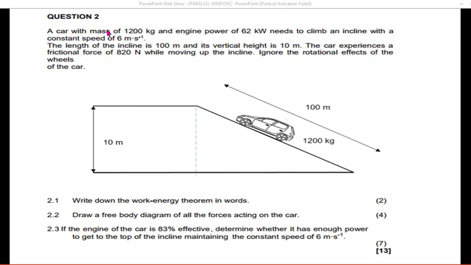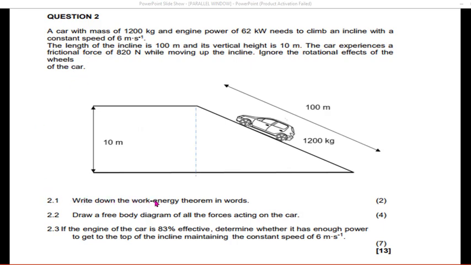A car with a mass of 1,200 kilograms and an engine power of 62 kilowatts needs to climb an incline at a constant speed of 6 meters per second. The length of the incline is 100 meters, and its vertical height is 10 meters. The car experiences a frictional force of 820 newtons while moving up the incline. Ignore the rotational effects of the wheels of the car.